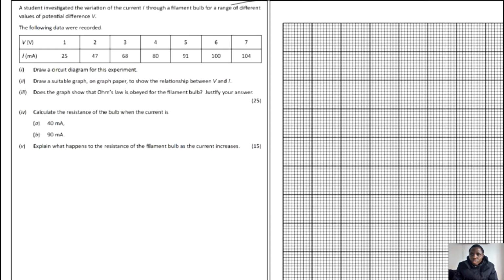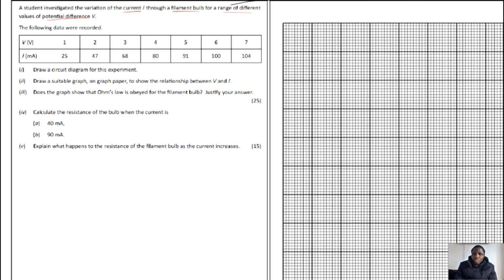The experiment was all about the variation of current I through a filament bulb for a range of different values of potential difference V. After the experiment was carried out, values of V, the potential difference, were obtained, and the following data was recorded. We can see the potential difference in volts and the current in milliamperes. At 1 volt we have 25 milliamperes. At 2 volts we have 47 milliamperes. At 3 volts we have 68 milliamperes, and that's it.